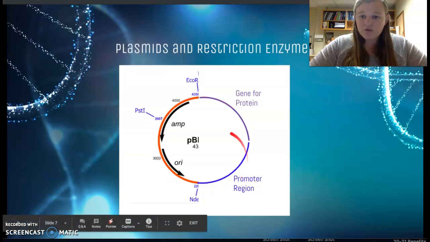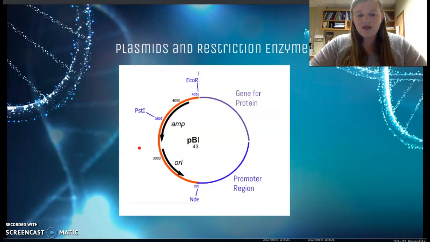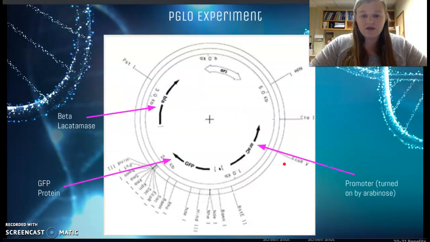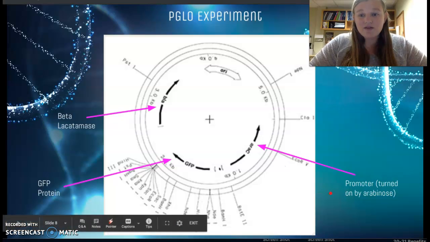And the bacteria would be ampicillin resistant. And so we would be able to tell that our plasmid was inserted into the bacteria because they would grow in the presence of ampicillin, along with expressing those genes that we wanted. A really good example of this is the pGlow experiment.